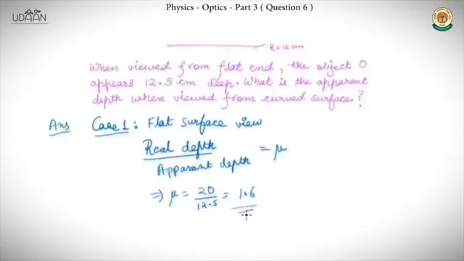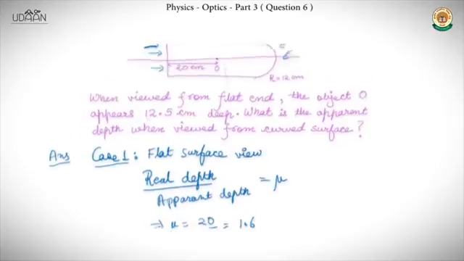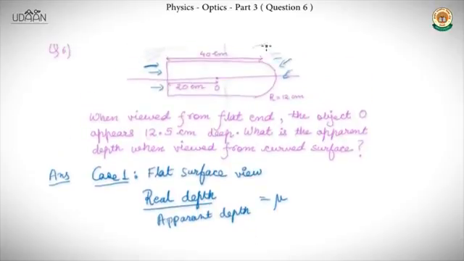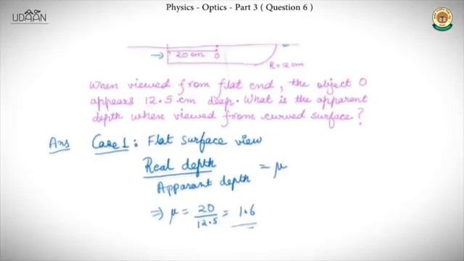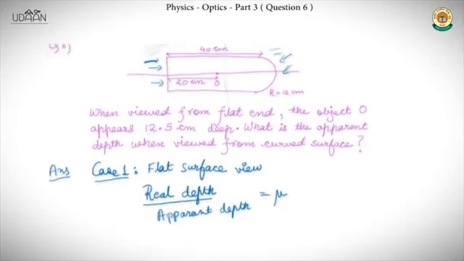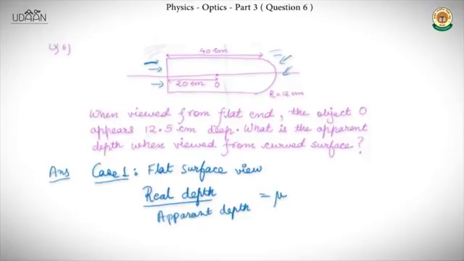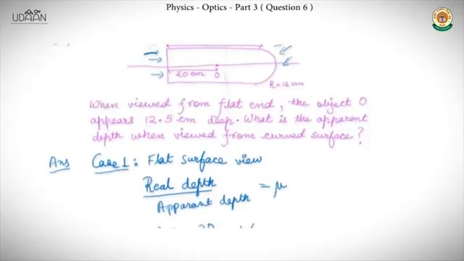Now we go to case 2, that is when it is viewed from the curved side. Now when we are considering case 2, we should forget about the flat side and simply consider it as refraction at a spherical surface whose radius of curvature is given as 12 centimeters. So this is just a formula based part and we could directly apply the formula, as everything is given in the question and we just need to find the image distance.